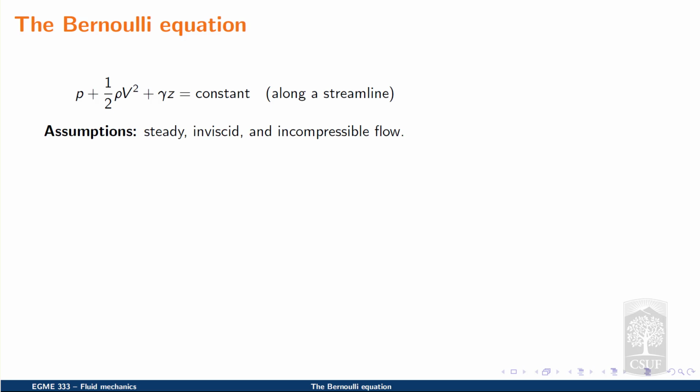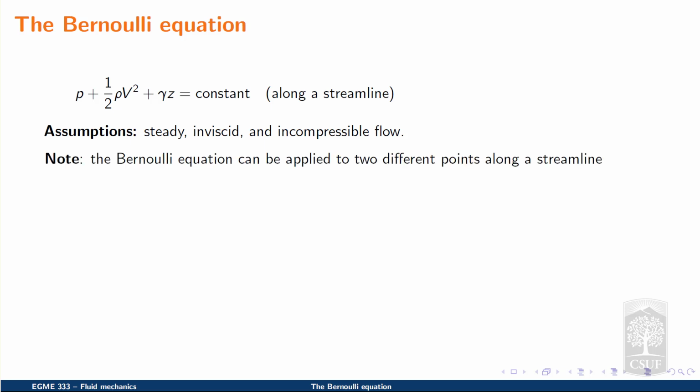Now, when the Bernoulli equation was derived, the following assumptions were made. Number 1, that the flow was steady. Number 2, that the flow is inviscid. And 3, that the flow is incompressible.